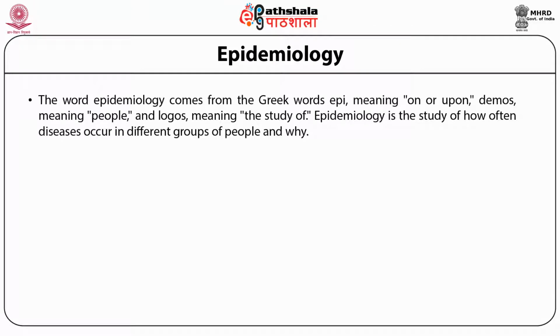The word epidemiology comes from the Greek word epi means on or open. Demos means people and logos means the study of. Epidemiology is the study of how often diseases occur in different groups of people and why. Epidemiological information is used to plan and evaluate strategies to prevent illness and as a guide to management of patients in whom disease has already developed.